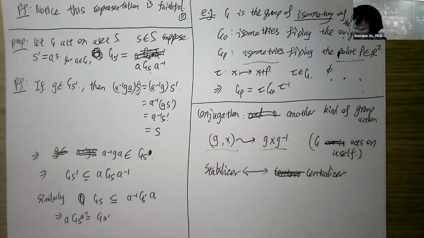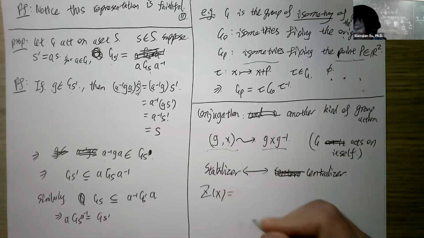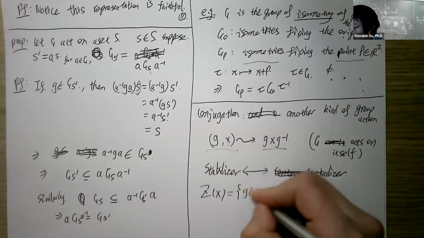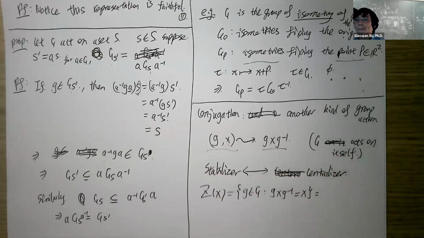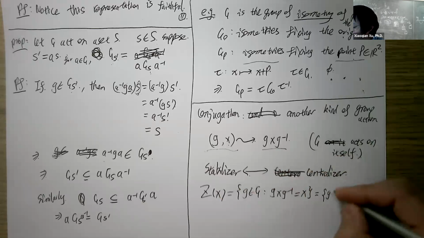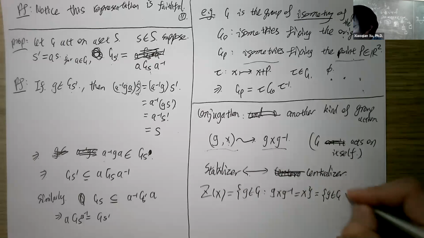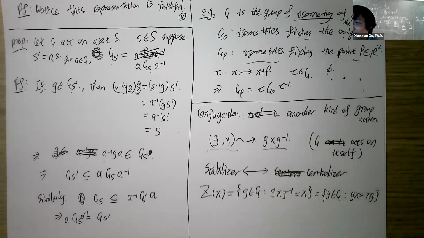of an element, which we denote as Zx, to be the set of g in G such that gxg inverse equals x. That is all the g such that gx equals xg. This is the so-called centralizer. I think we didn't mention this before, but it's just all the elements that commute with x. Okay?